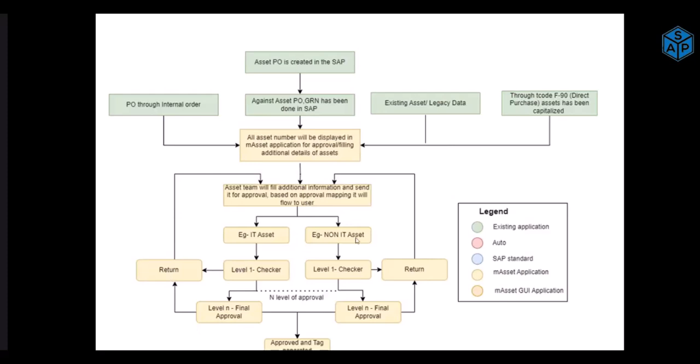And if it's a non-IT asset, like plant and machinery or a motor vehicle, it will go to the concerned person for approval. And once he gives the approval, the tag number will be generated. I also want to highlight, sir, that we have created n levels of approvals here, so depending on the organization, we can go for that. So I'll just quickly show this part, the inward of asset.